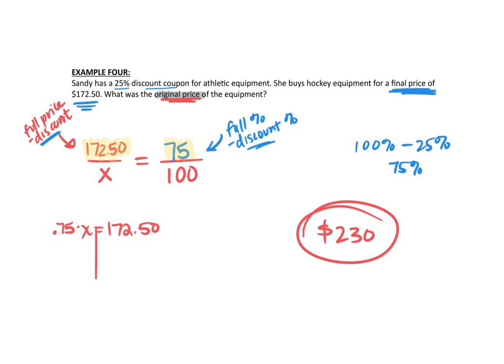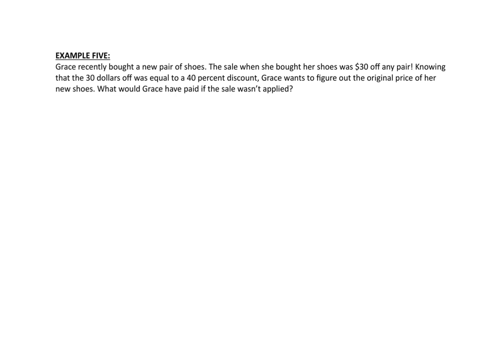Okay, now if you wanted to double check that you were right, you could double check. You could be like, okay, if that was the original price and I had 25% off, you could find 25% of 230. I'll just do it this way because it's a little quicker. So 0.25 times 230, I get 57.50. And now if I do 230 minus 57.50, I end up with 172.50, which is what my sale price was. So that was just a way I could double check it. All right, let's check out our new one.